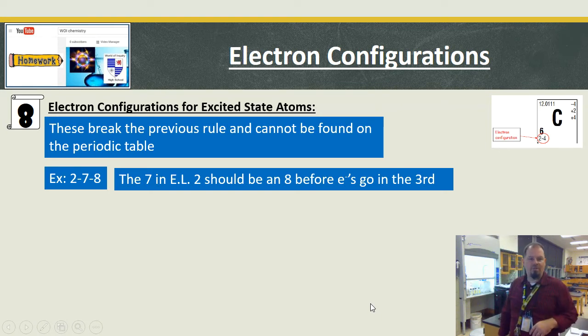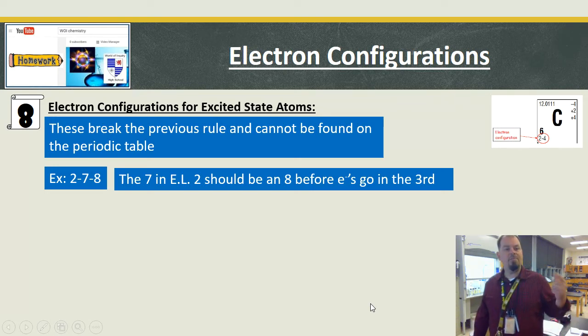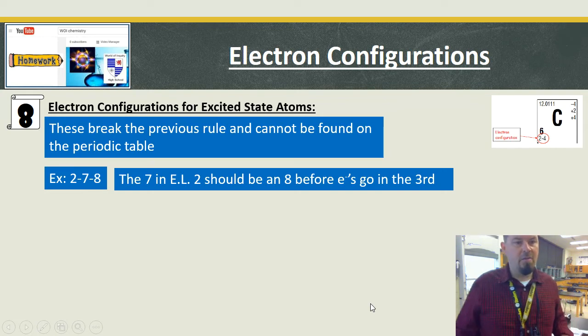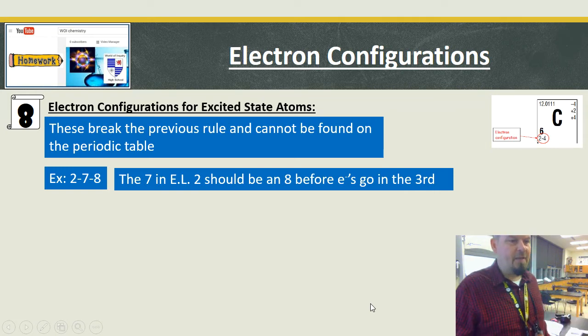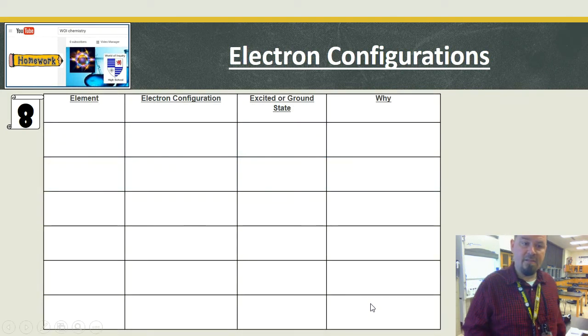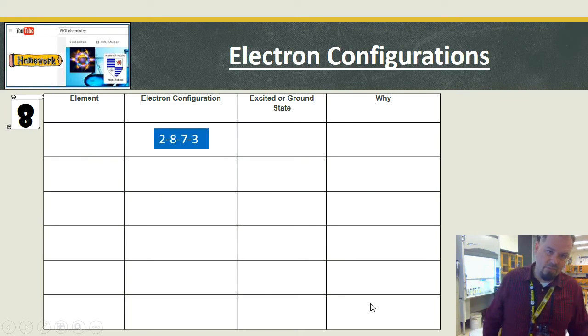So the total number of electrons needs to equal what it did before. I haven't gained or lost any electrons. So here I see 2, 7, 8. Well, the 7 is a problem. It should have been an 8. I shouldn't have put any electrons in the third shell before I filled up that second shell. So let's do some examples and we'll see what we're talking about.